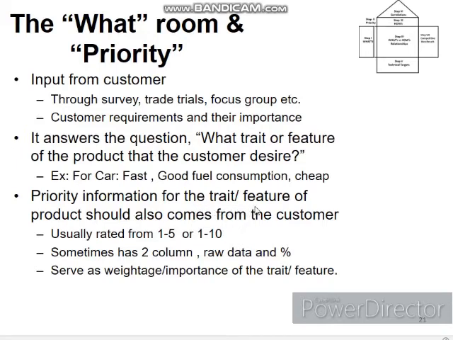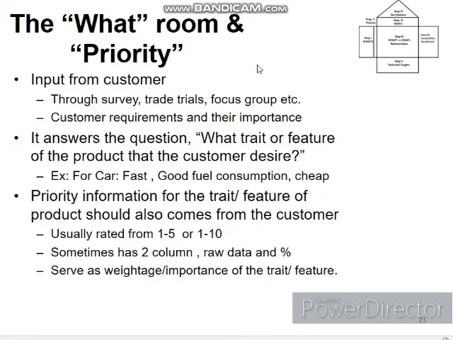Together with that, we need the priority information for the trait or feature of the product. This information also should come from the customer, and usually is rated from 1 to 5 or 1 to 9. Sometimes the priority column has two columns, where one has raw data like 1 to 5 or 1 to 10, and the other is the percentage of that particular score over the overall total score. It serves as a weightage or importance for the trait or feature.